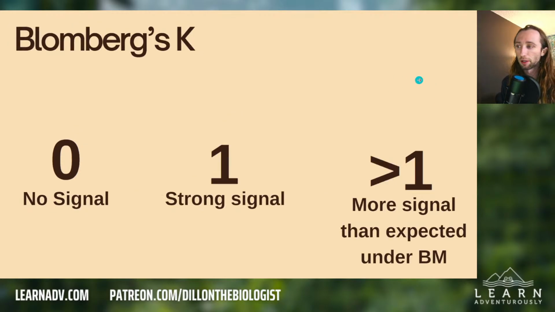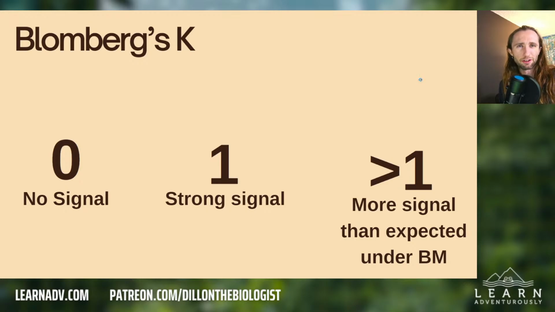And similarly, Blomberg's K is the same. 0 is no signal, 1 is strong signal. You can have values theoretically over 1, and these use a Brownian motion model of evolution. I won't get too in-depth into that. But here, they're just saying that there is more signal than you'd expect at random.